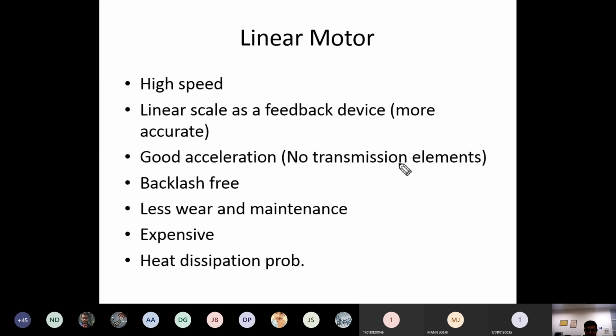Good acceleration, no transmission element, it is backlash free, less wear and maintenance, but it is expensive. A heat dissipation problem is there, so high heat is a problem for the linear motor. I'll show you in a figure how the linear motor works. I hope you are clear about how the linear motor works.